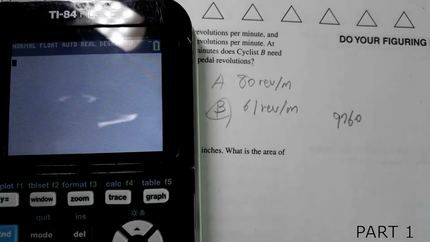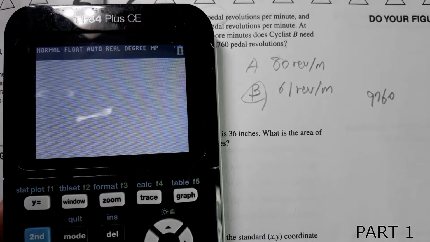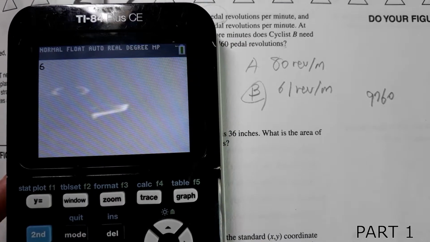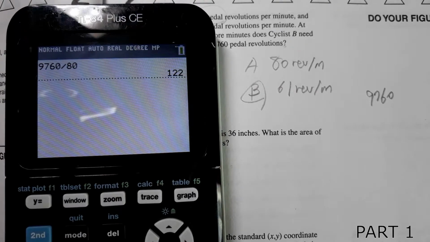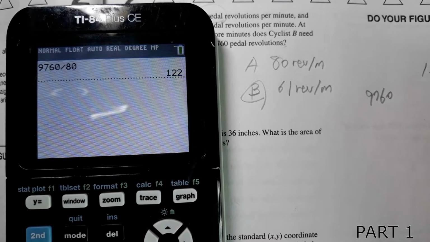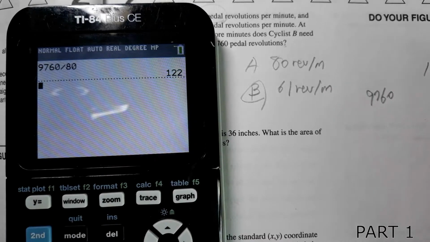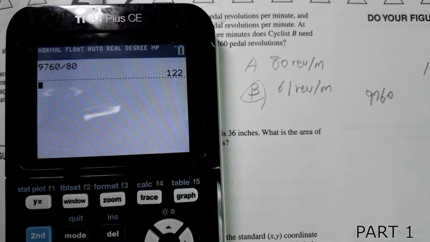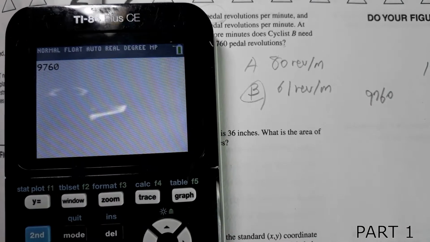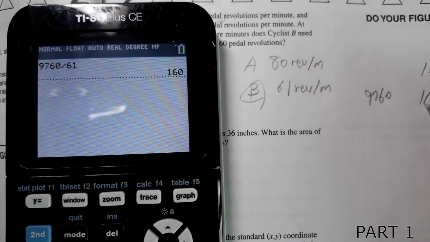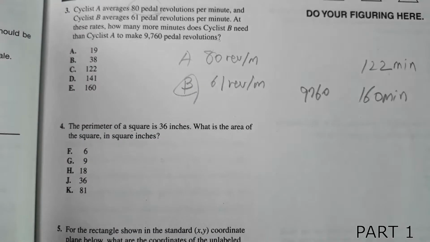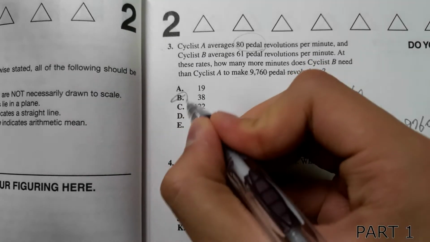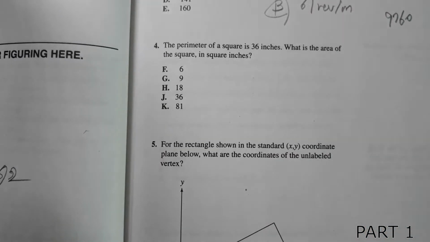There might be other ways to solve it. For me, I'll use this method, which is plug in 9,760 divided by 80, which is A's speed, which is 122. So it takes 122 minutes. And for B, divided by 61, it will equal 160 minutes. So how many more minutes? This is 38 more minutes. This is how I solve it. If you have any other ways to solve it, tell me.